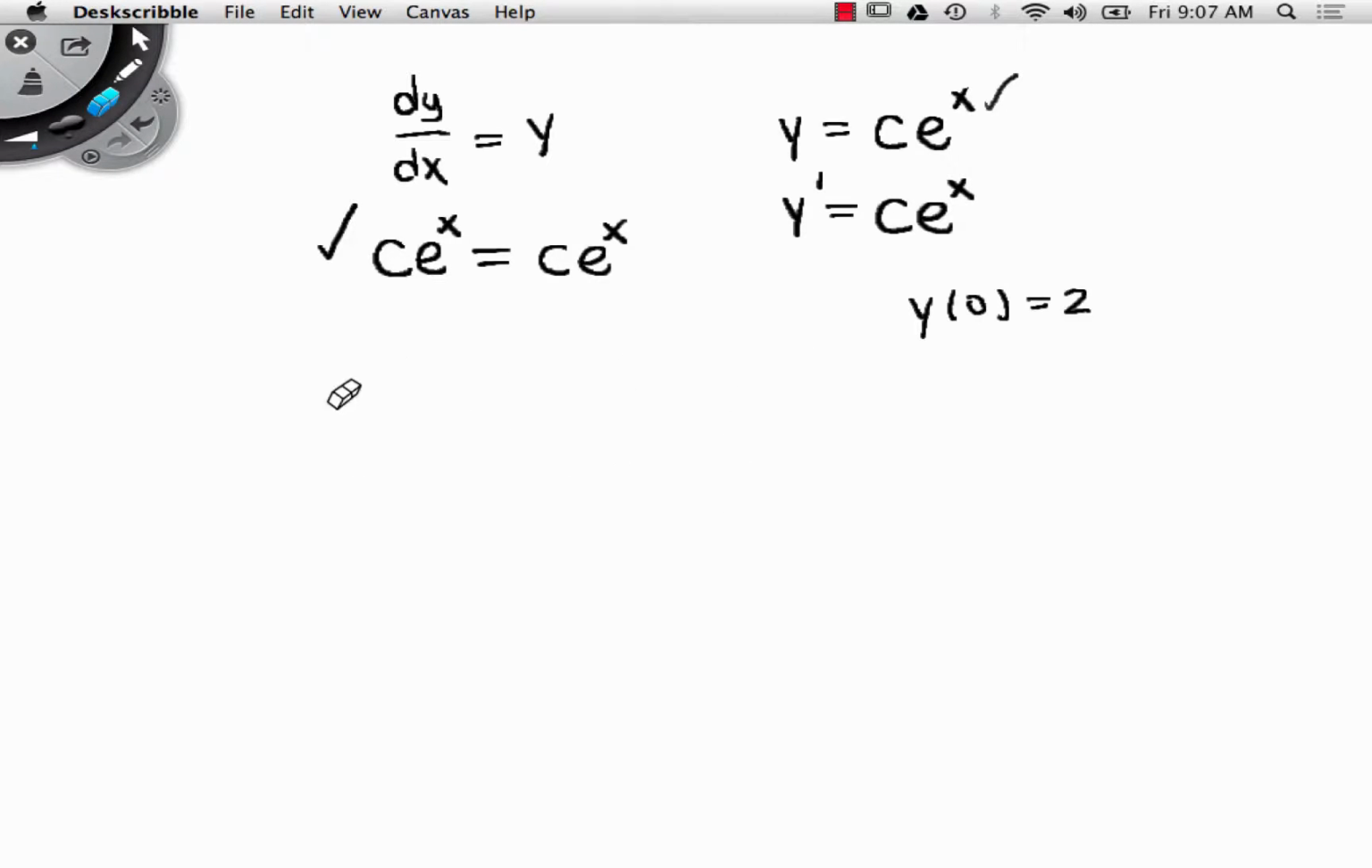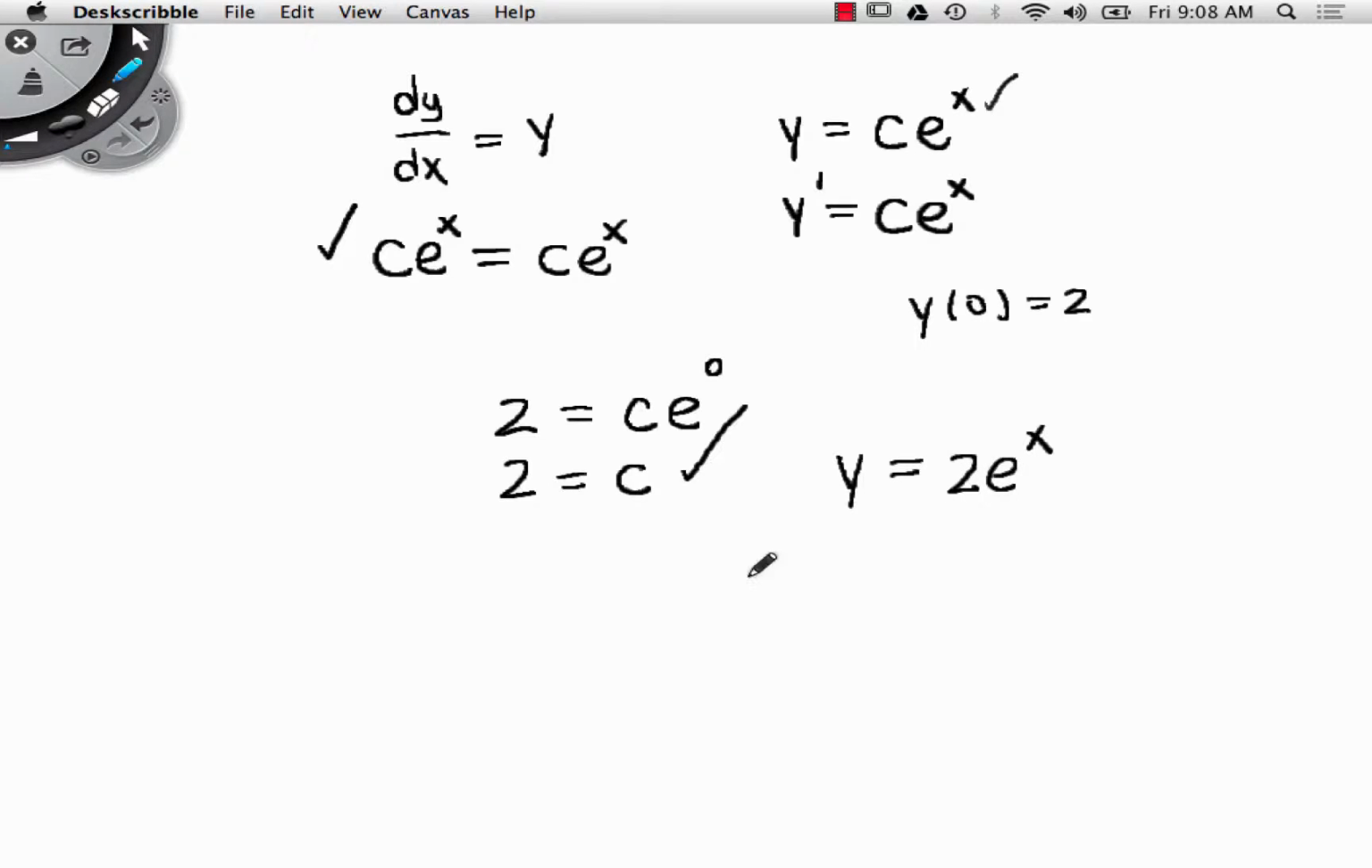Let's use the initial value now. I know that y of 0 is 2, so that means that 2 equals c e to the 0 power. Correct. So 2 equals c. So now I know the unknown constant. It's 2 e to the x. 2e to the x is the solution to the initial value problem.